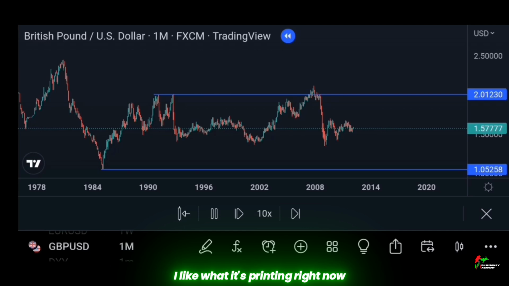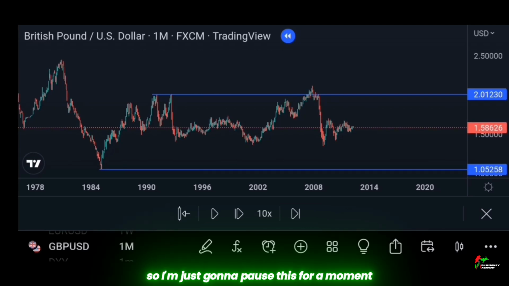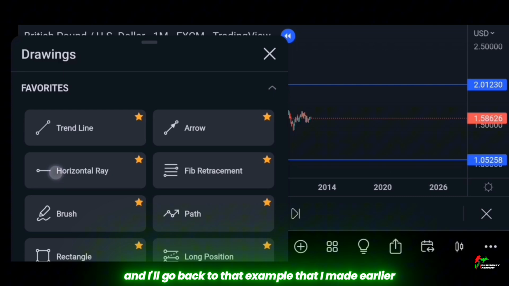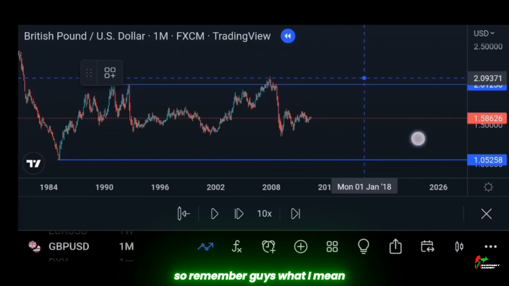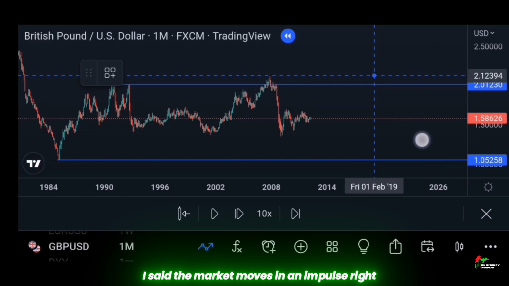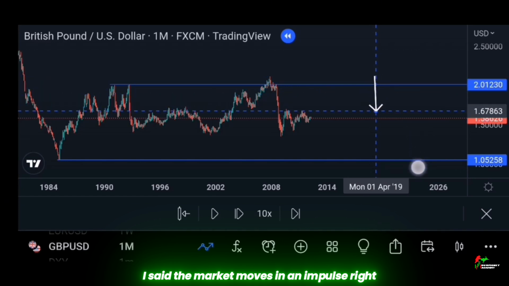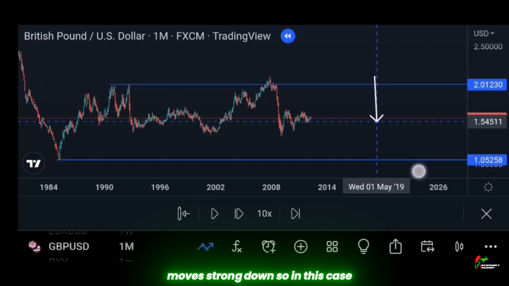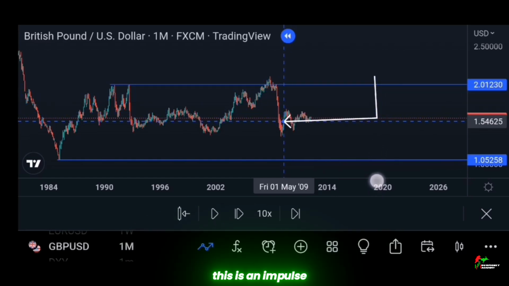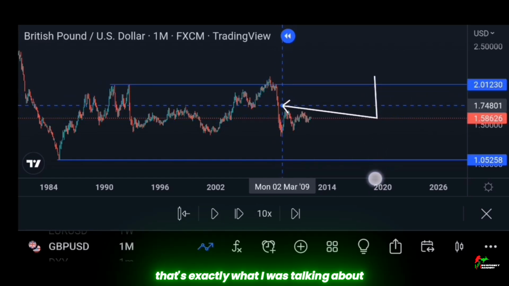I like what it's printing right now, so I'm just going to pause this for a moment and go back to that example that I made earlier. So remember, guys, what I mean. I said that the market moves in an impulse, right? Moves strong down. So in this case, this is an impulse, guys. That's exactly what I was talking about.